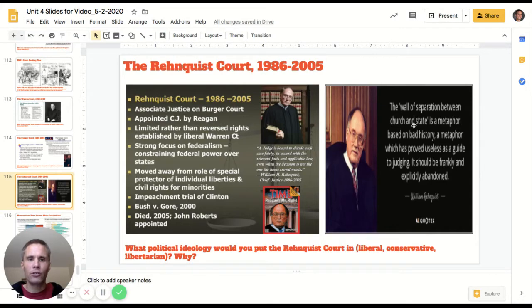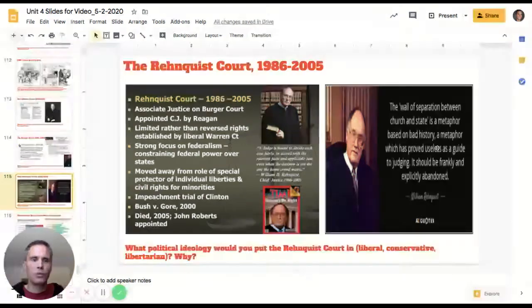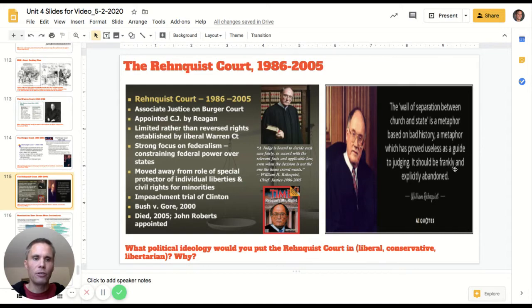And I think Rehnquist makes those views quite plain here when he states the wall of separation between church and state is a metaphor based on bad history, a metaphor which is useless as a guide to judging. It should be frankly and explicitly abandoned. What I think is so important about that specific statement, folks, is that earlier courts had ruled prayer in public schools unconstitutional. Earlier courts had ultimately affirmed the wall of separation between church and state, and even allowed people the right not to pledge allegiance to the flag. I question whether or not Rehnquist would make similar decisions.